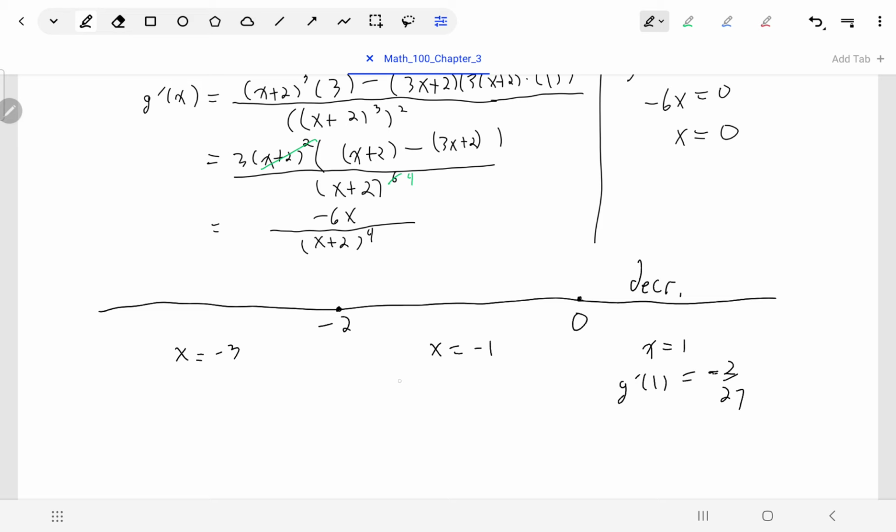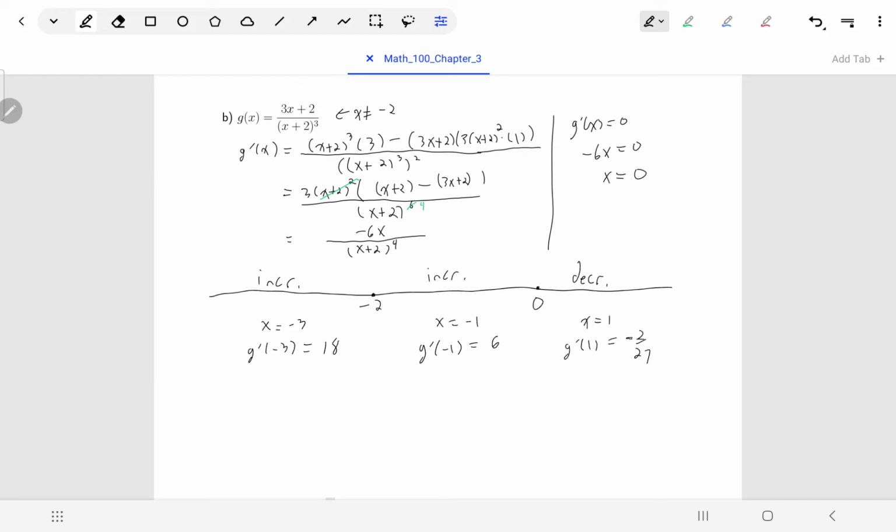And for g prime of negative 1, when I put that into my function, I get positive 6 over 1 to the 4, or positive 6. So in that interval, I am increasing. And then when x is negative 3, g prime of negative 3 will give me 18 in the numerator and 1 in the denominator, so just 18. So it looks like we are increasing there again.